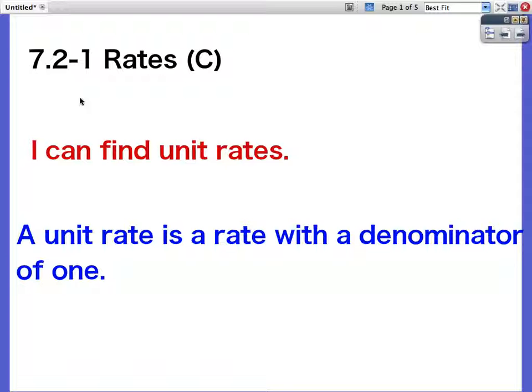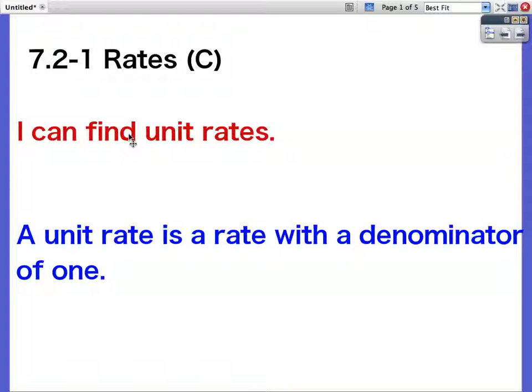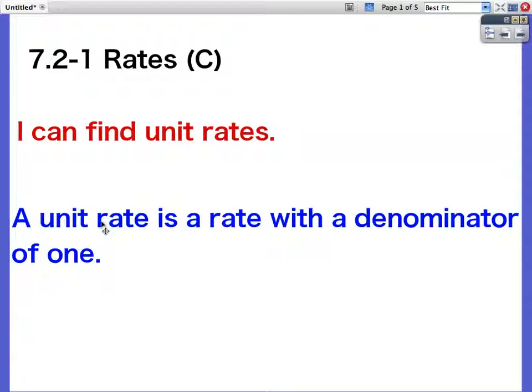The I can statement is, I can find unit rates, and here's a quick definition. A unit rate is a rate with a denominator of 1. That's why we worked on taking care of complex fractions, and that's why we worked on filling out those tables in the first video, so that you would understand what a rate is. It's something getting done over a certain amount of time, or an action over a certain amount of time. Making that rate have a denominator of 1 makes it a lot easier for us to deal with.